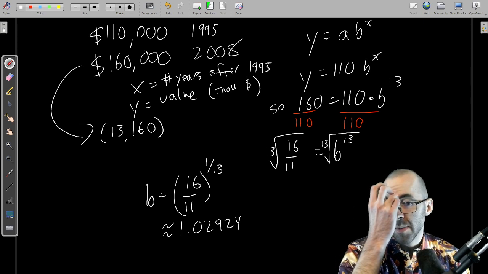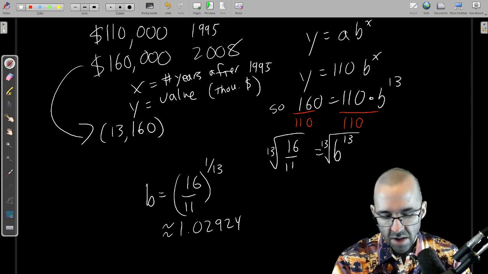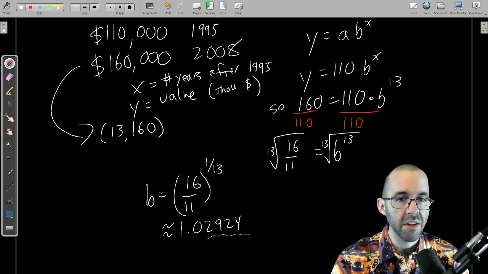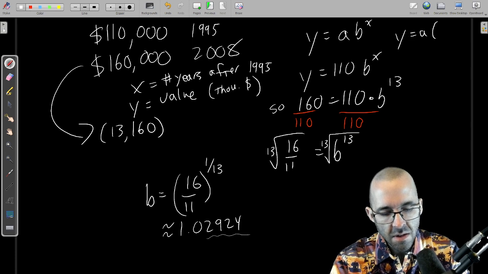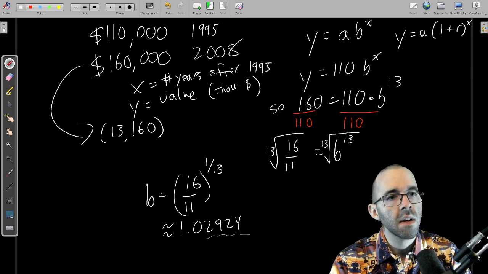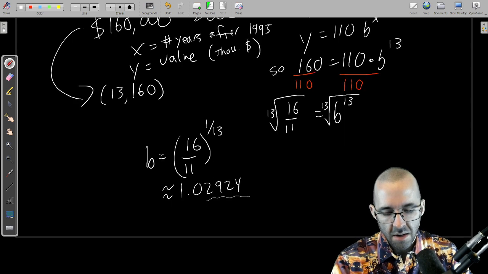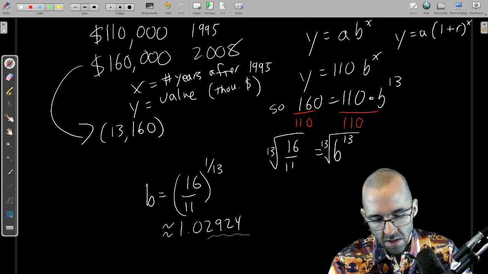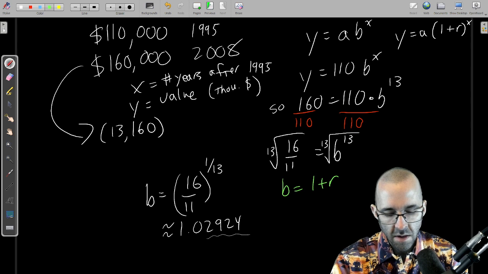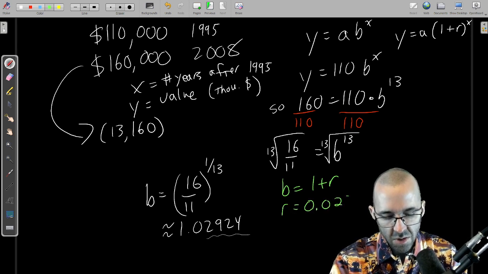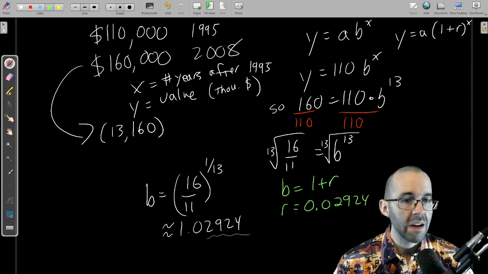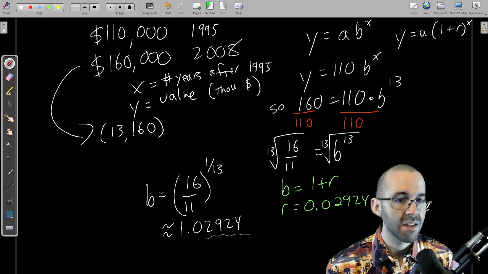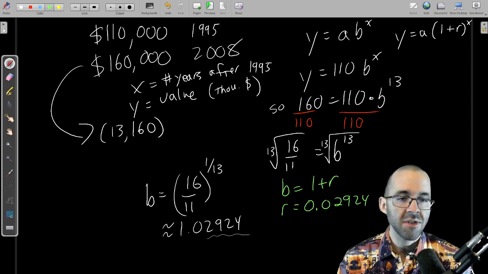I'm choosing this many decimal places because I want to have at least 4 decimal places for our R value. Because remember, what's the difference between our two forms? B is just 1 plus R. So what's R here? 0.02924. So it's growing by about 3%, right? 2.924% every year. That's our R value.